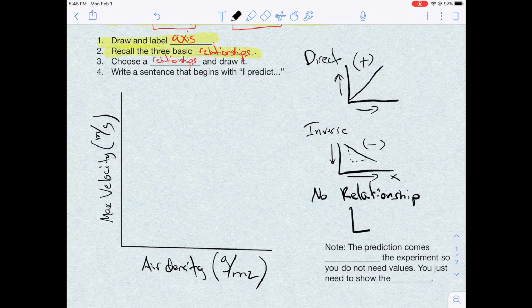And then a no relationship, it doesn't matter how much you change the value of the variable on the x-axis. You can increase it and then increase it again. The y value will stay the same. So you'll have a slope. The slope of those equals 0. Okay, so what do we predict for this graph?